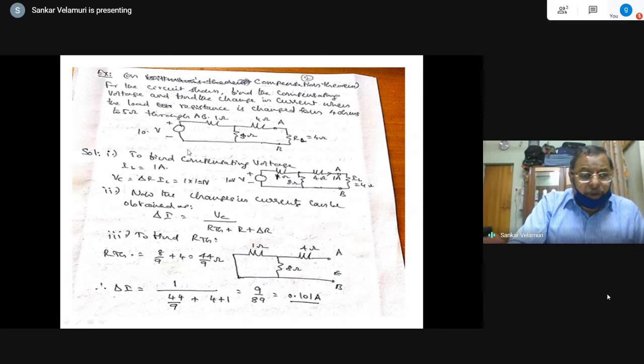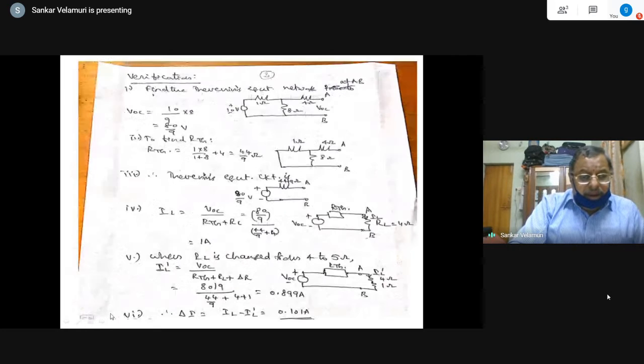For that, remove the voltage source. The 1 ohm and 8 ohm are in parallel, with 4 ohms in series. So it is 1 into 8 by 1 plus 8, which is 8 by 9, plus 4, which is 44 by 9. And delta I is equal to VC by R Thevenin plus R plus delta R. VC is 1, divided by 44 by 9 plus 4, where 4 ohms is the load resistance, and delta R is 1 ohm. So it is 0.899. Yes, 0.899. That is why, for verification, I have given multiple ways of doing it.